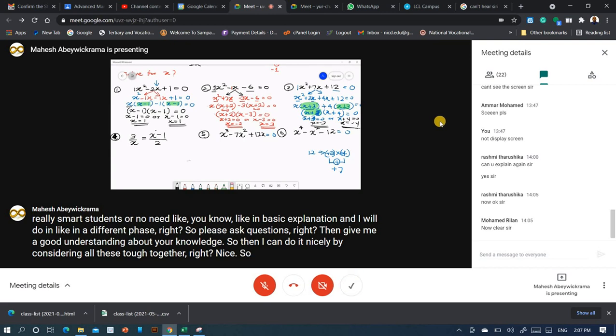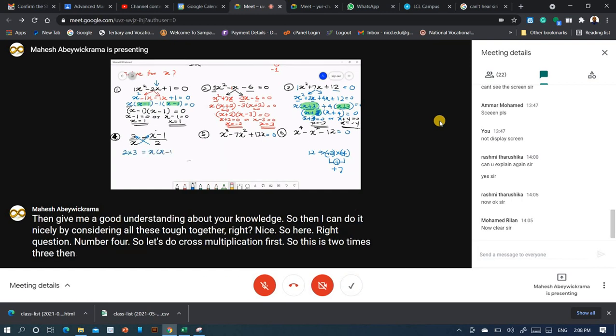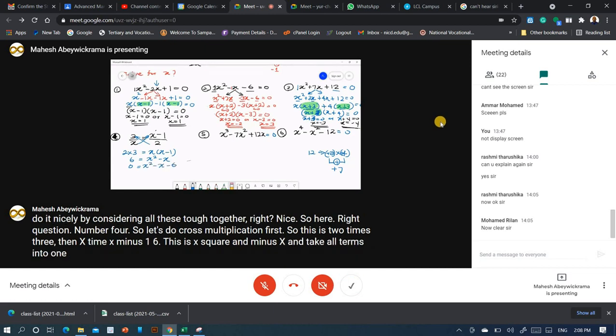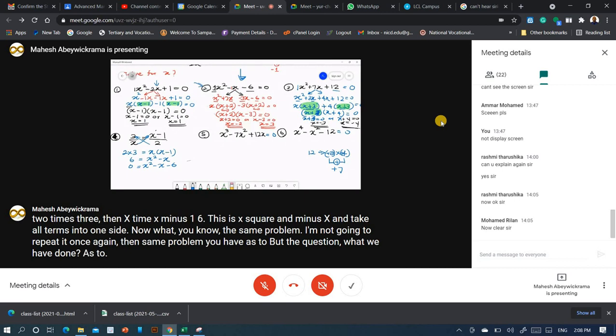So here, question number 4. Let's do cross multiplication first. This is 2 times 3, then x times x minus 1 is x square minus x. And take all terms to one side. Now the same problem. I'm not going to repeat it once again. It is the same as the question we did as number 2, and it is similar to this. So you can find x.